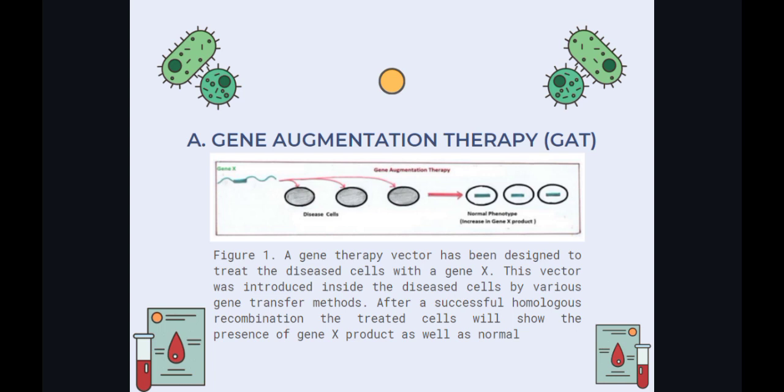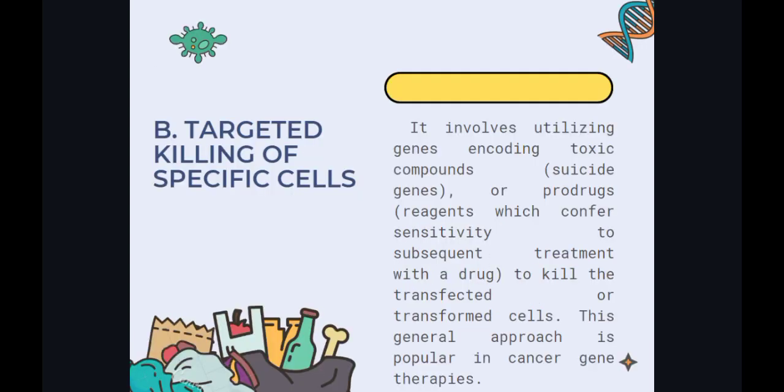So, when a gene therapy vector delivers gene X into the disease cells and successfully integrates the gene using homologous recombination, it means the treated cells will start producing the product of gene X as well as functioning normally. This happens because the introduced gene X helps the cells create the necessary protein or function that was missing or faulty before the therapy.